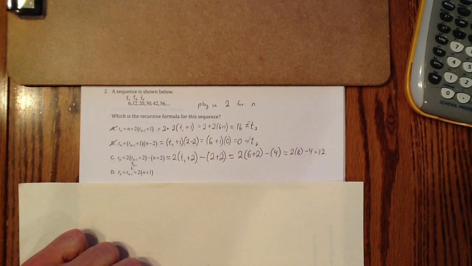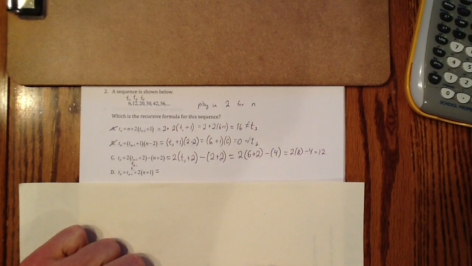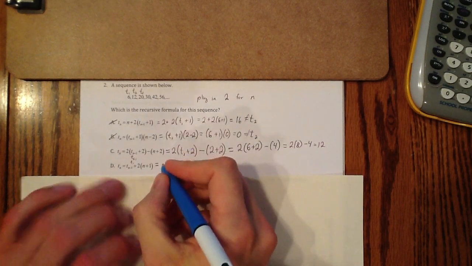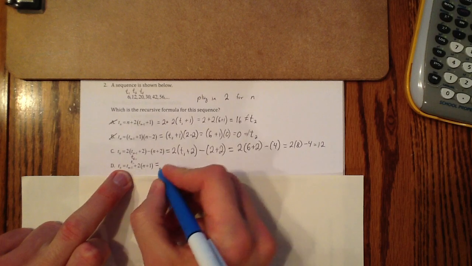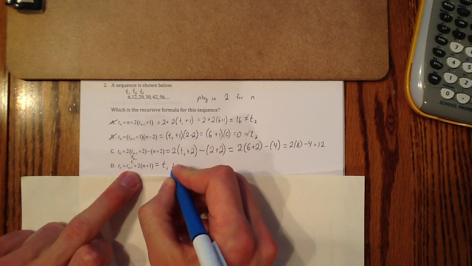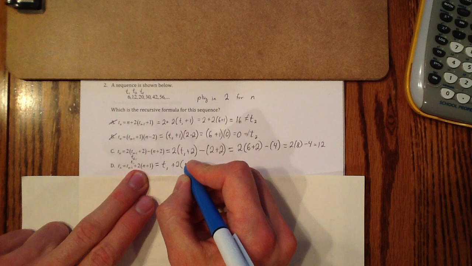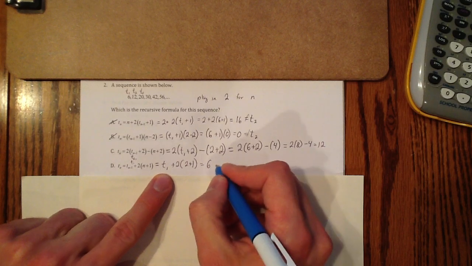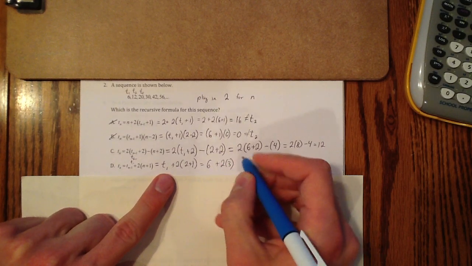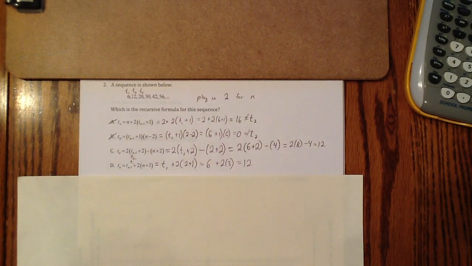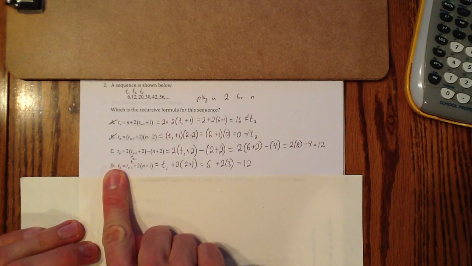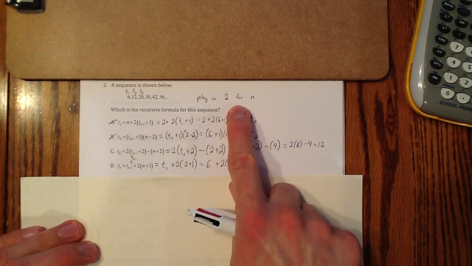Now, here's the thing. I'm going to do D real quick. If D doesn't work for 2, then we're going to cross it out and pick C as our answer. So, T sub 1 plus 2 times 2 plus 1 equals, and that one's 6, plus 2 times 3. Oh, that's 12. Whoa, we have a tie. Either C or D is correct. They both work for n equals 2.